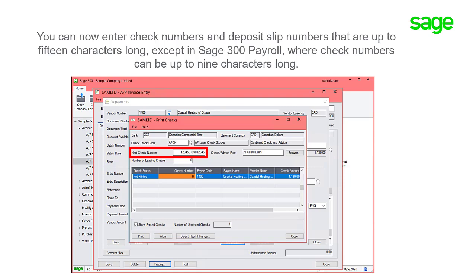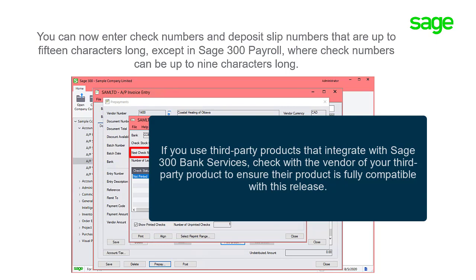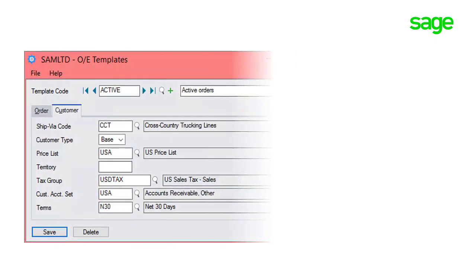You can now enter check numbers and deposit slip numbers that are up to 15 characters long, except in Sage 300 Payroll, where check numbers can be up to 9 characters long. If you use third-party products that integrate with Sage 300 Bank Services, check with the vendor of your third-party product to ensure their product is fully compatible with this release.